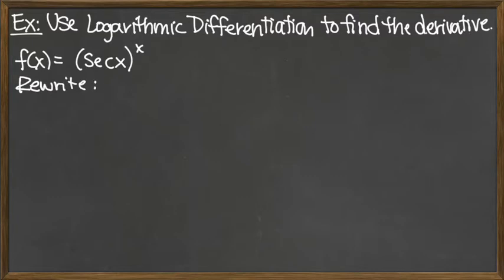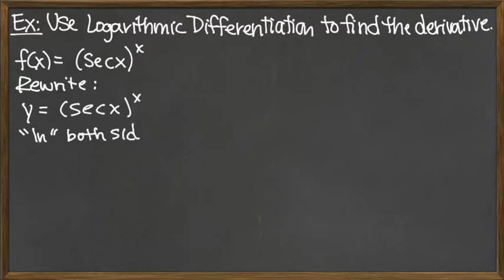So we rewrite so that we have y equals secant of x to the x power. Then we natural log both sides, so ln both sides. This is the way all logarithmic differentiation problems start. So once we've natural logged both sides, we've got natural log of y on the left-hand side, and we do that to balance the natural log that we really need on the right-hand side, secant of x to the x.